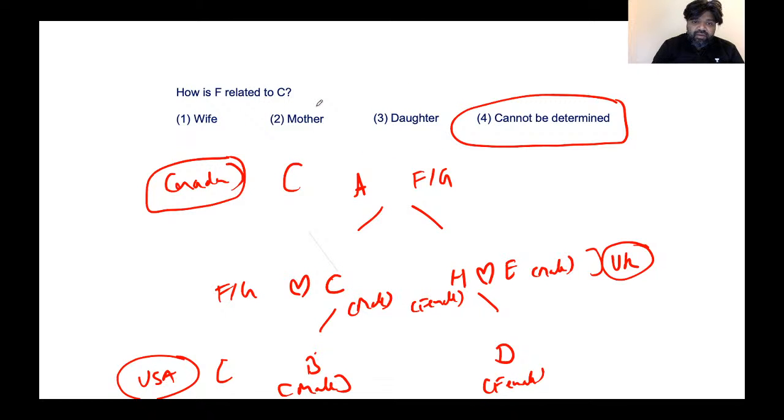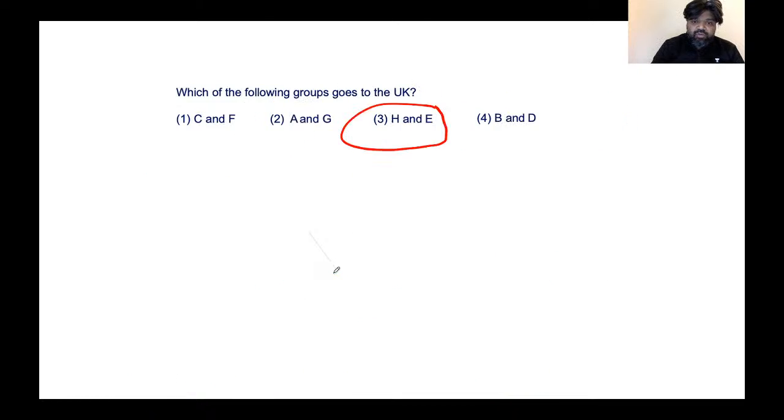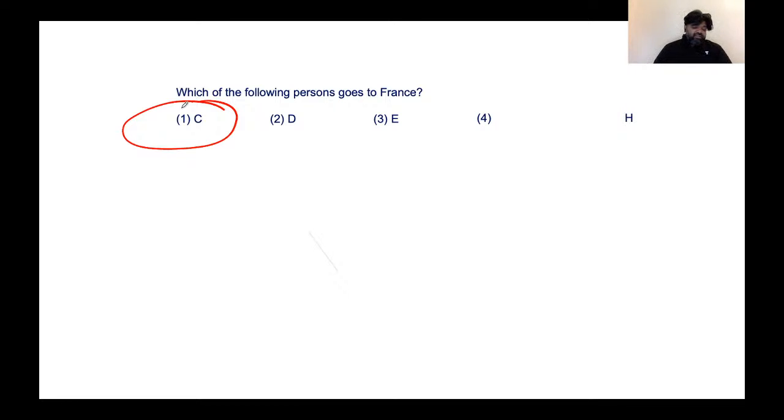Next, how many children does A have? 2 children. Which of the following person goes to France? France is not mentioned, meaning the fourth couple. That means C goes to France. The answer is C.